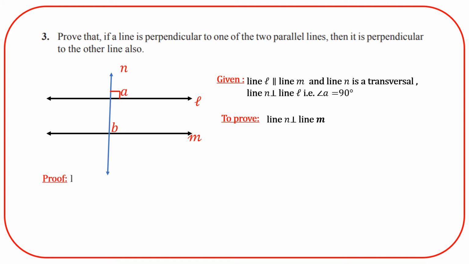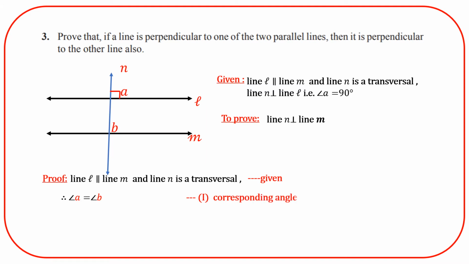Proof. Line L is parallel to line M and line N is its transversal. Given, therefore angle A is equal to angle B. This is statement number 1, reason: corresponding angles. But angle A is equal to 90 degrees. This is statement number 2, reason: given. From 1 and 2, therefore angle B is equal to 90 degrees. Write down the reason: from 1 and 2.